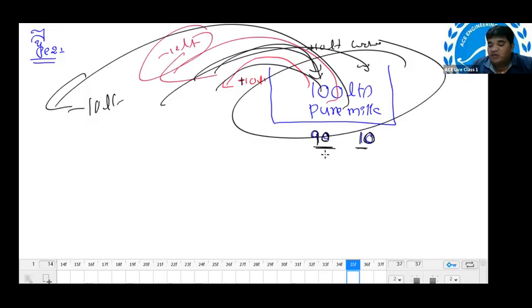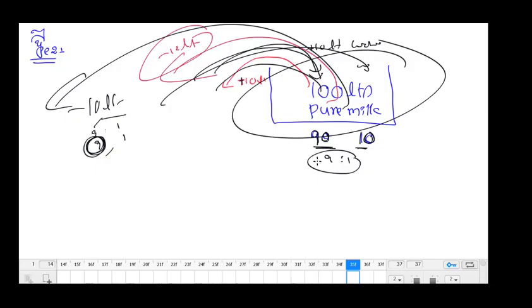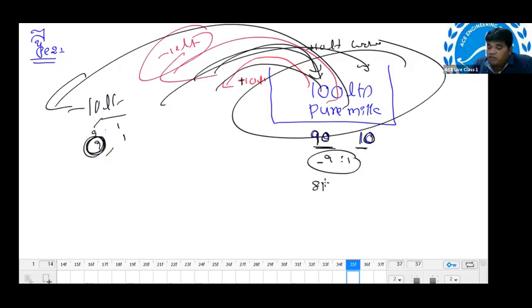90 and 10 means the ratio is 9:1. You remove the 10 liters, and in that 10, the ratio 9:1 means 9 and 1 only. So the second time you are getting only 9 liters of milk from the mixture. So 9 liters from the mixture means what is the milk now? 81.